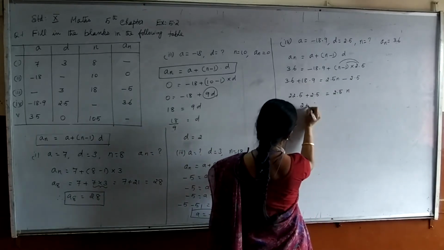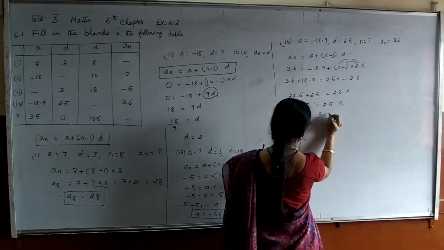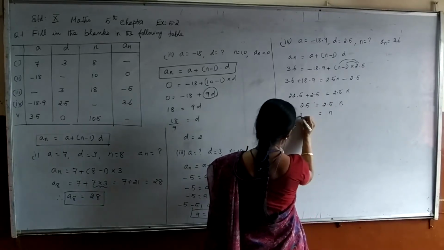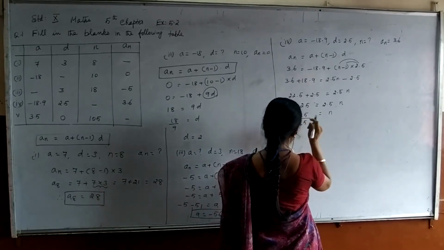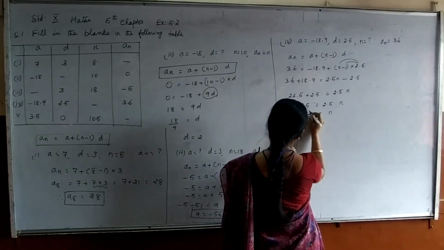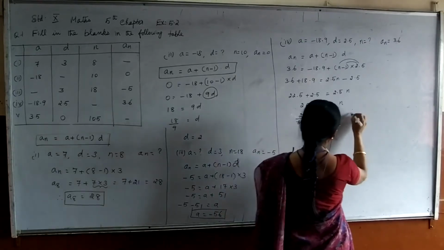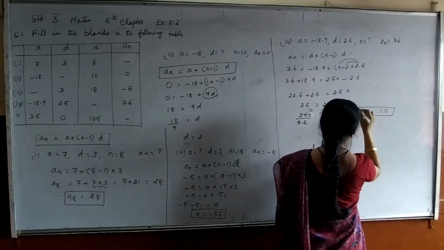Adding here, we get 25 is equal to 2.5n. N we are asked to find out. So it is 25 upon 2.5. I remove the decimal point and I add 0 in the numerator. So it becomes 10. Therefore, we got n is equal to 10.